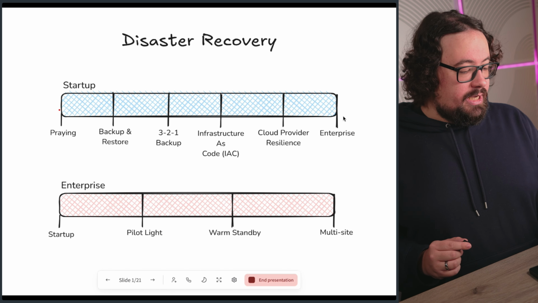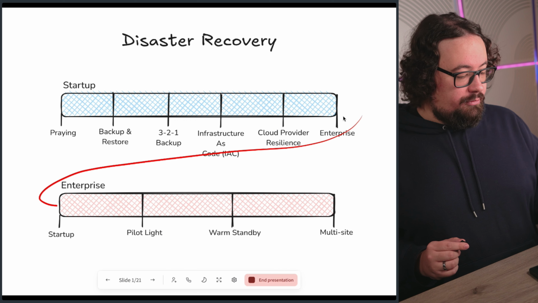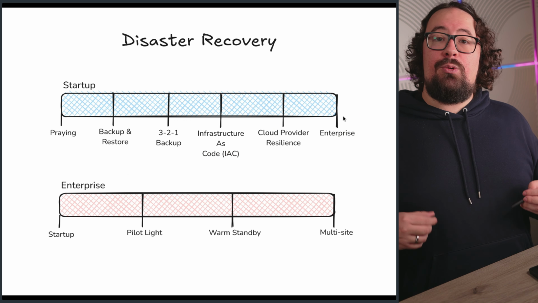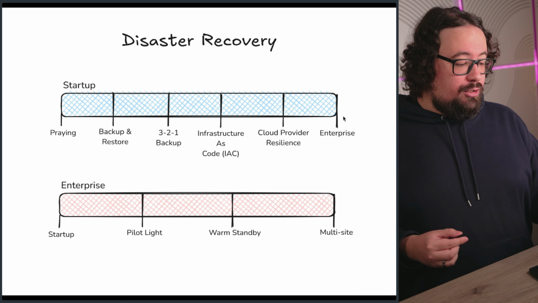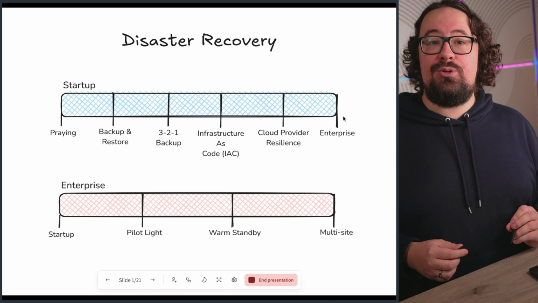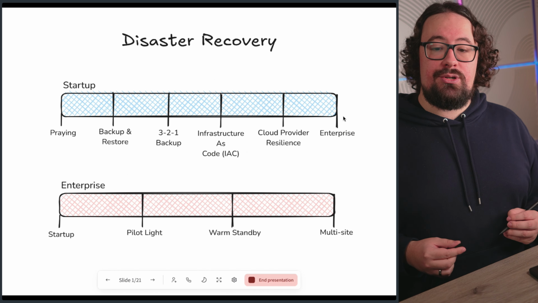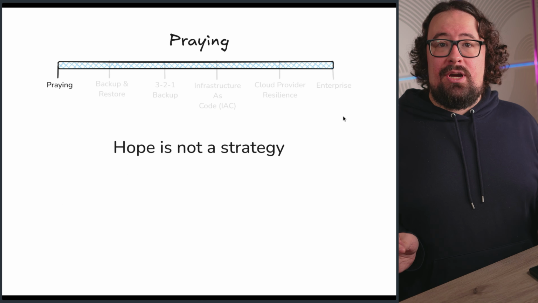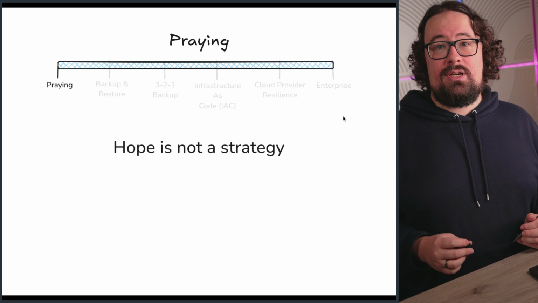And so you can imagine this as a chain that goes from startups all the way around to enterprise like that. So we're going to go through the whole chain and you're going to be able to see where you currently fit on this maturity line and what your next stages should be if you want to improve your current situation. So the first stage is praying, because this means you don't really have a disaster recovery strategy.